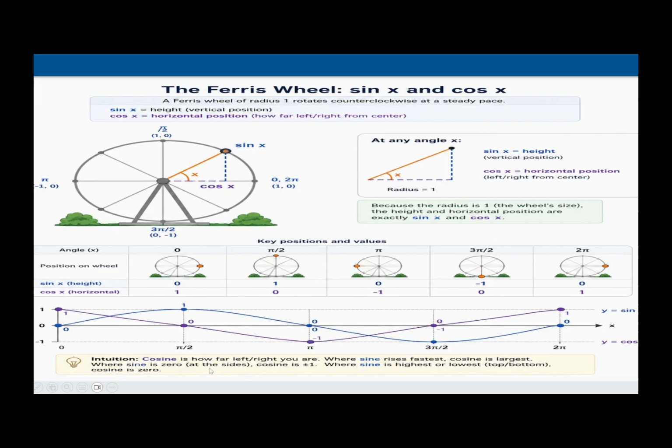So that's why cosine is how far left or right you are. Where sine rises fastest, cosine is largest. Where sine is 0, at the side, cosine equals plus or minus 1. See, when you go to 0, you go plus or minus 1, right? Where sine is higher or lower, top or bottom.